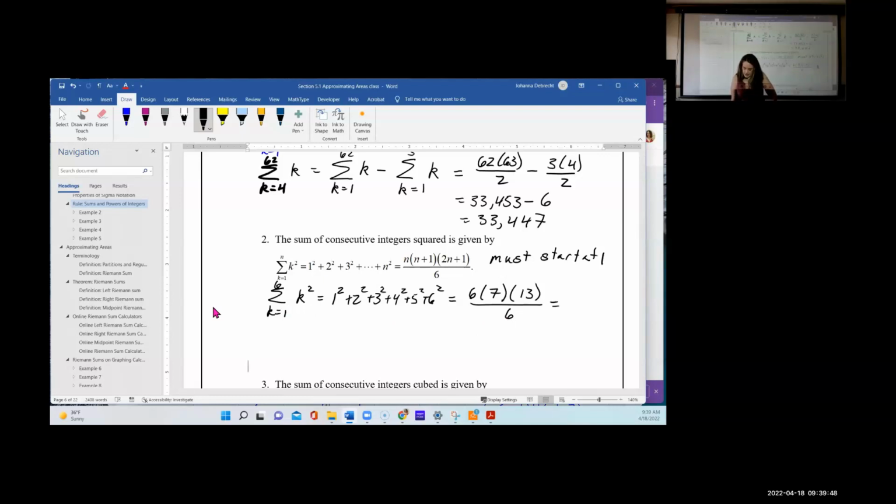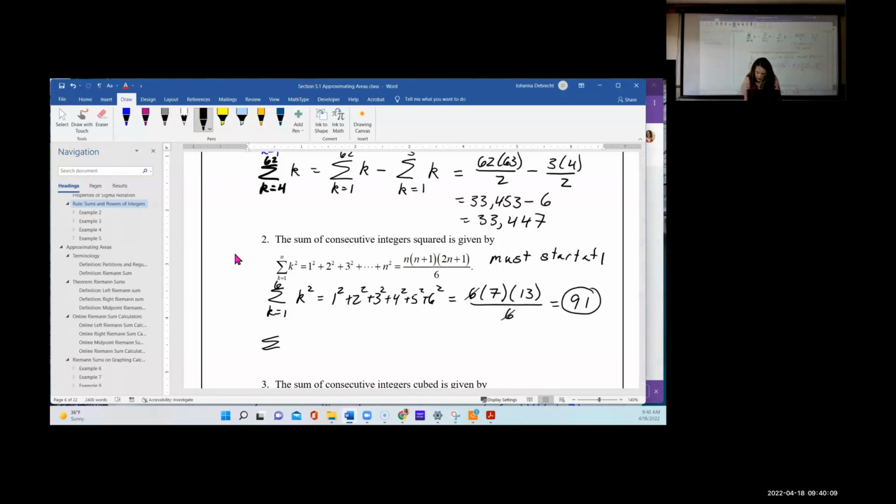And this gives us 7 times 13, which is 91, because the 6's cancel, of course. All right, now that's not normal. They're not usually going to be something that cancels, but that's what you have. Again, if it does not start at 1, then you're going to have to do this subtraction trick to get it started at 1.